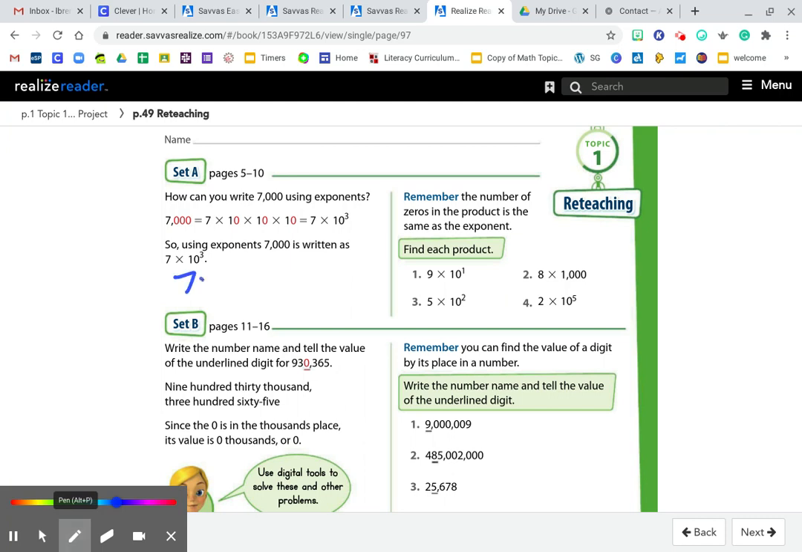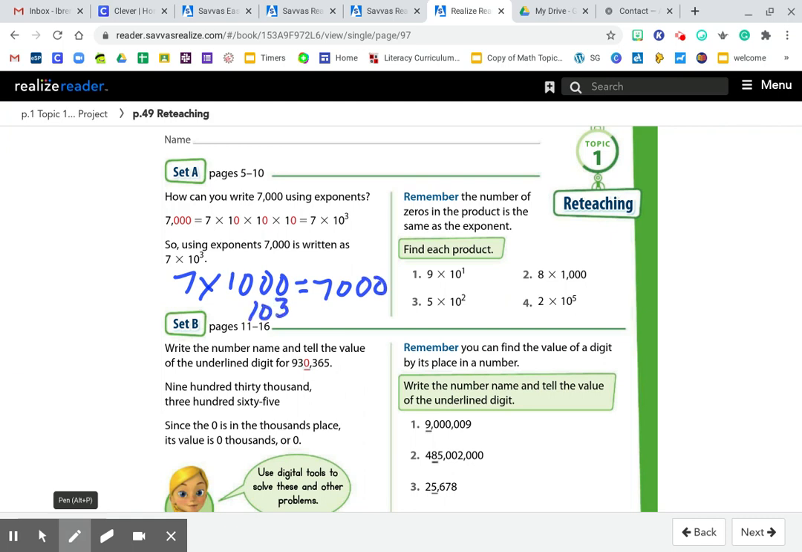If you remember this, 7 times 1,000 equals 7,000. And 1,000 can be written as 10 to the third. So 7 times 10 to the third equals 7,000. So remember, the number of zeros in the product is the same as the exponent. So let's take a look. 9 times 10 to the first power. 10 to the first power means there's only one 10, so that's just 9 times 10.